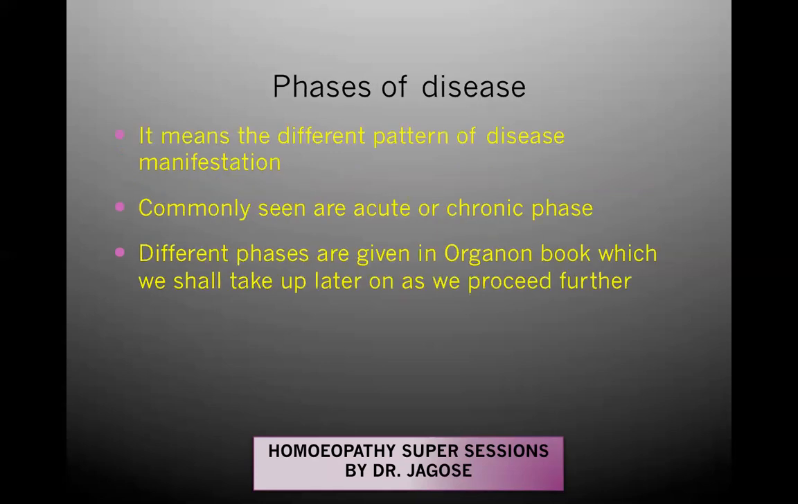Now, what do you mean by the phase of disease? It means the different pattern of disease manifestation. So, the diseases are there and how does it manifest itself? Commonly we can classify it into two big groups, that is the acute phase or the chronic phase. However, in our Organon textbook, different phases are given, which we will take up later on.